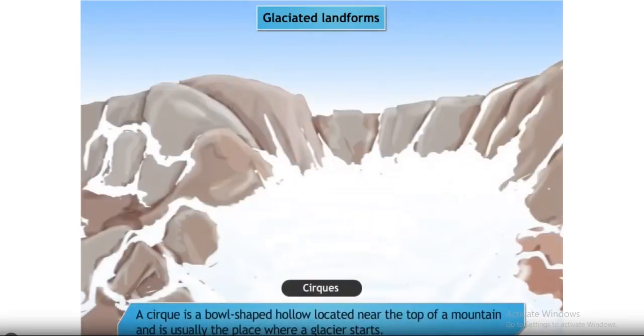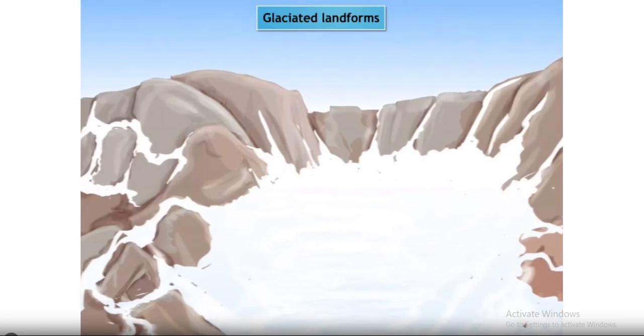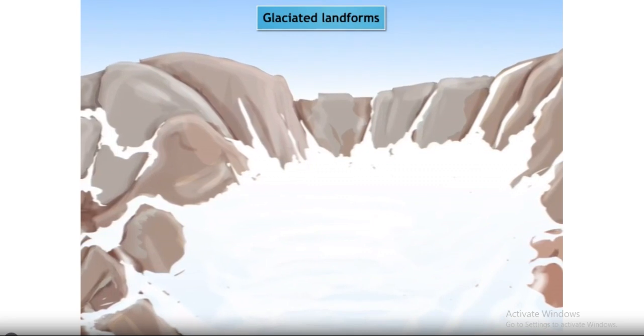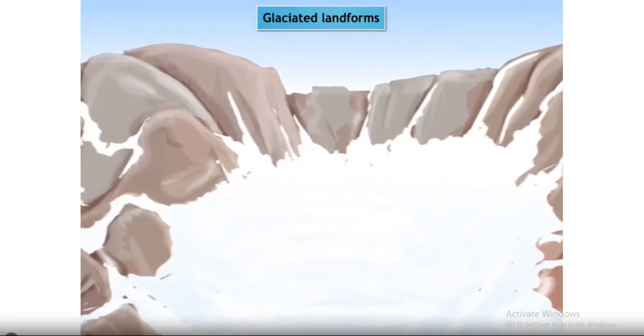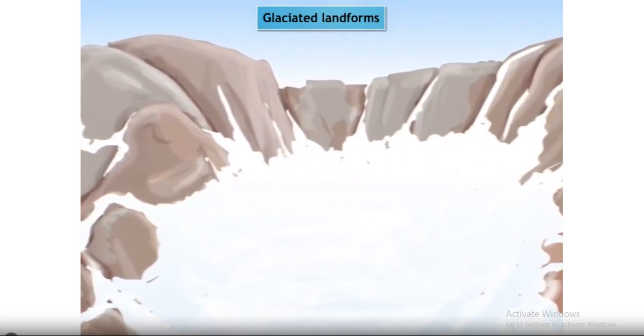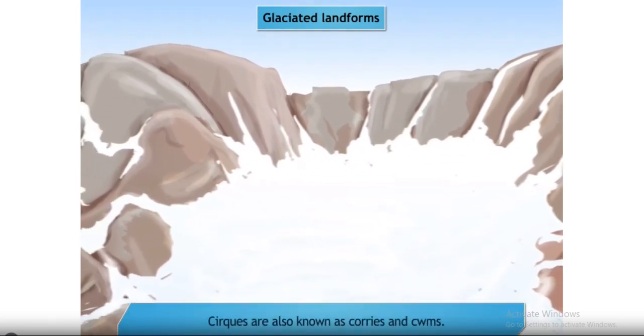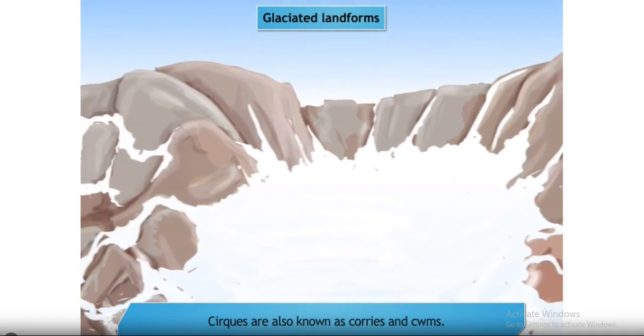A cirque is a bowl-shaped hollow located near the top of a mountain and is usually the place where a glacier starts. As snow falls and accumulates over the years, the glacier that starts forming becomes heavier and heavier and creates a hollow in the earth that gets larger as the ice mass gets larger and heavier. Cirques are also known as corries and combes.